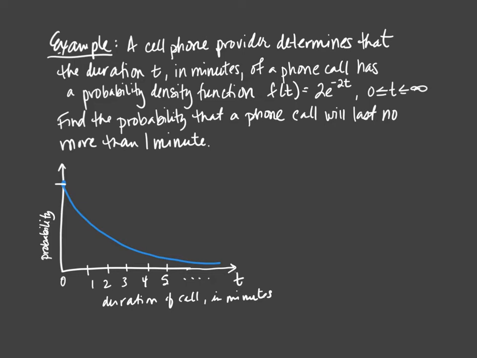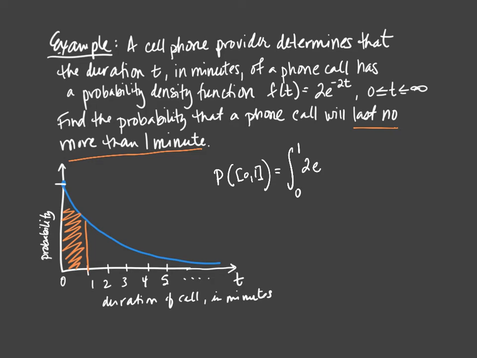So I've graphed our probability density function here, 2e to the negative 2t, and I'm going to shade what is represented by a phone call that will last no more than 1 minute. So 1 minute is the maximum, so it could last anywhere from 0 to 1. This is the part of the probability density function I'm looking for, the area, the probability. So the probability that the call is between 0 and 1 minutes is the integral from 0 to 1 of 2e to the negative 2t dt.